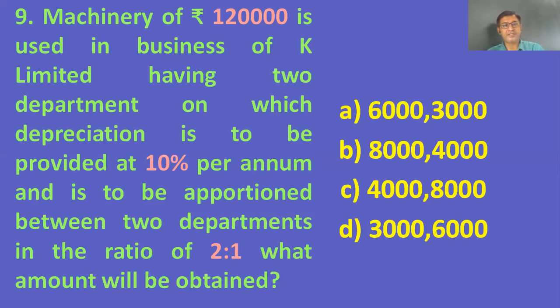The value of machinery is 1,20,000. On that we are supposed to make the calculation of depreciation, which is 10%. So it will be 12,000. 12,000 should be divided as per the ratio. So 12,000, 2 plus 1, that is 3. 12,000 divided by 3 is 4,000. 4,000 multiplied by 2 means 8,000, and 4,000 multiplied by 1 is 4,000. So the right answer is option B. 8,000 and 4,000 is the exact allocation of depreciation.